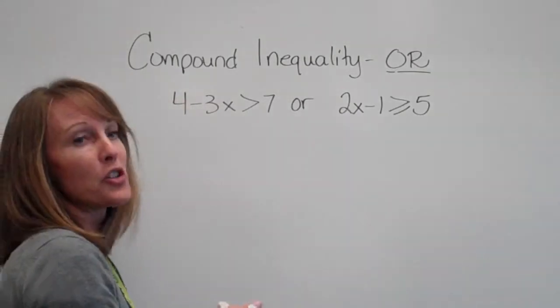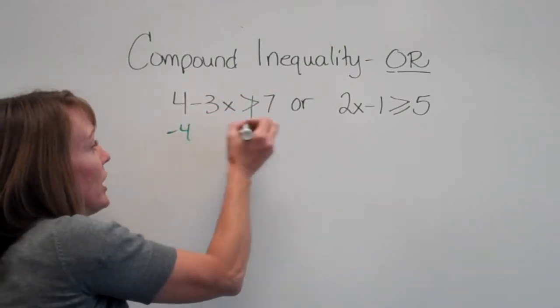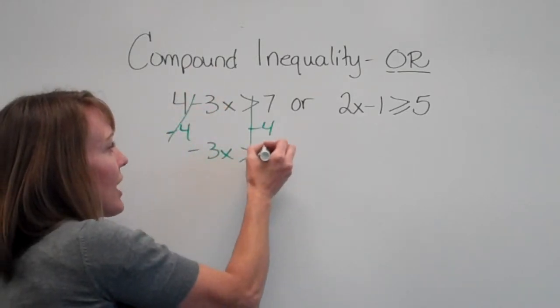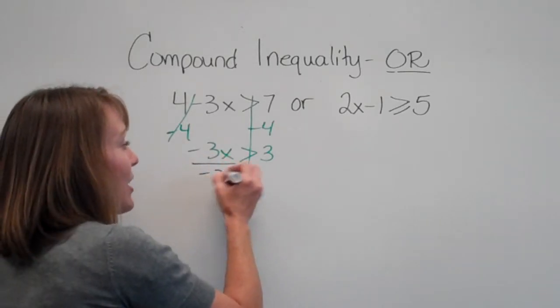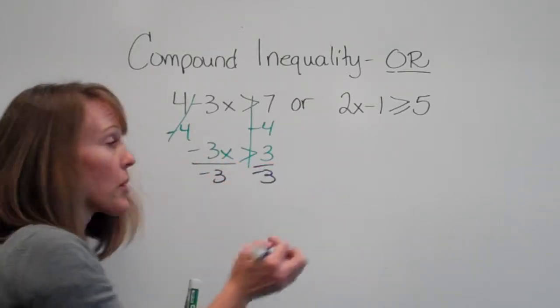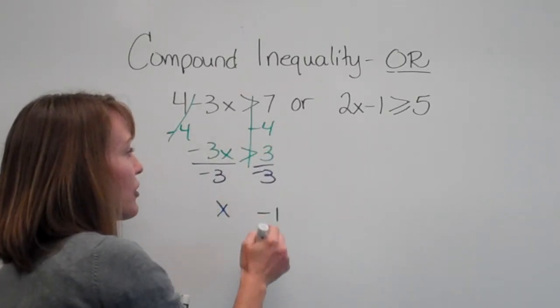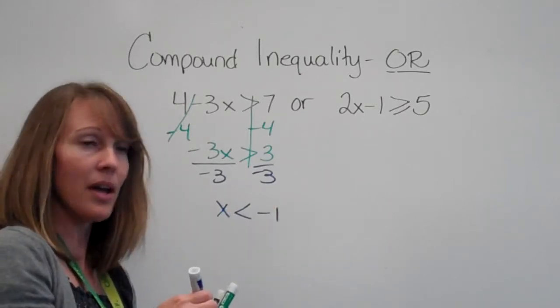So let's start with our first one. To get the x alone, we're going to subtract 4, and we're left with negative 3x is greater than 3. Then we're going to divide by a negative 3, and when we do that, we're going to change the negative to a positive, the positive to a negative, so we're going to change the inequality, and there we go.